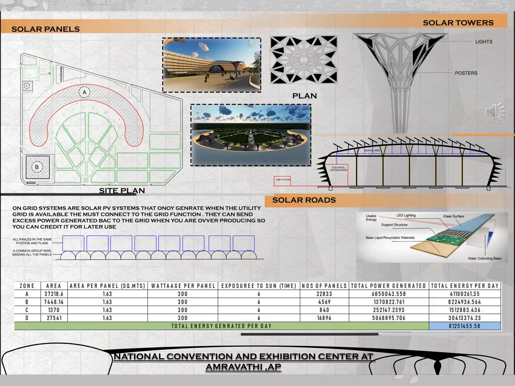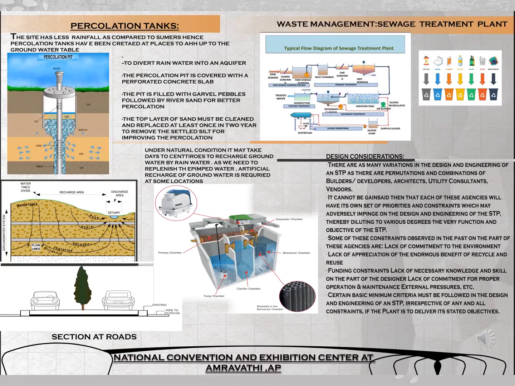The solar panel calculation has been done taking into consideration the area of the panel, wattage per panel, exposure to the sun, that is 6 hours per day, number of panels over the particular zone, and the total energy generated. Percolation tank section. A percolation tank is nothing but a tank which would collect the rainwater and add to the groundwater level. This tank would be provided every 20 to 30 meters, taking into consideration the gradient and the slope. This system would be effective in increasing the groundwater level after certain years.